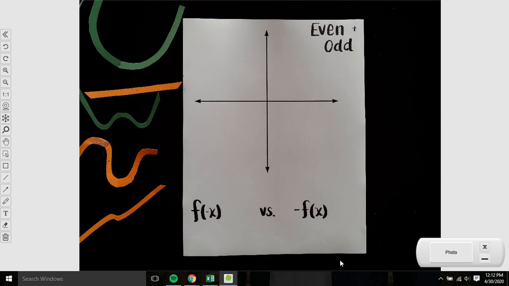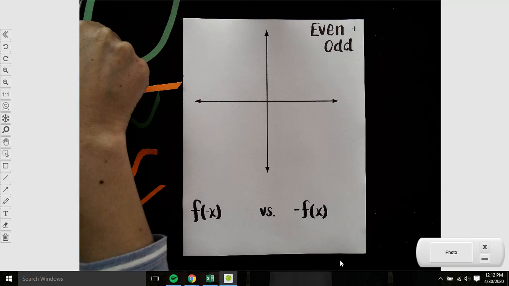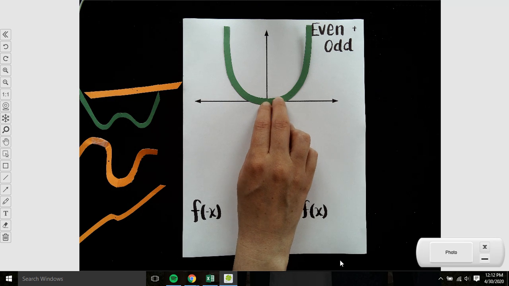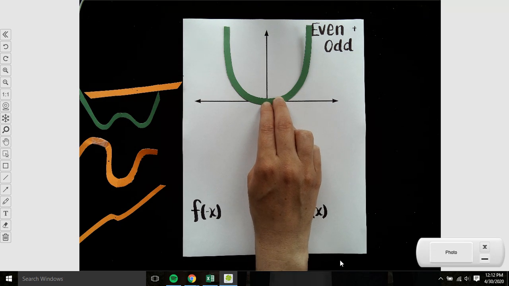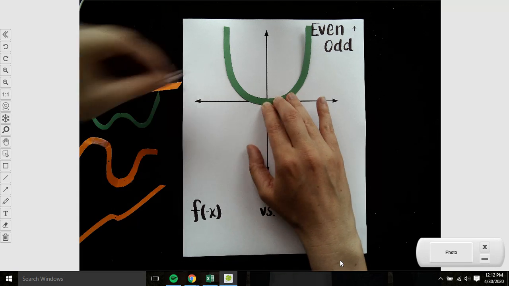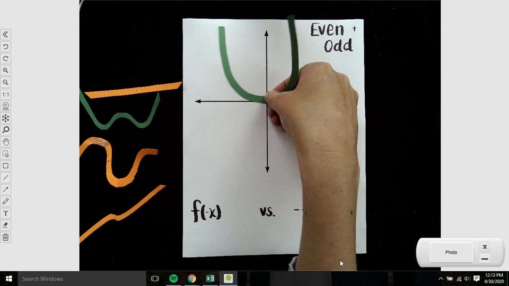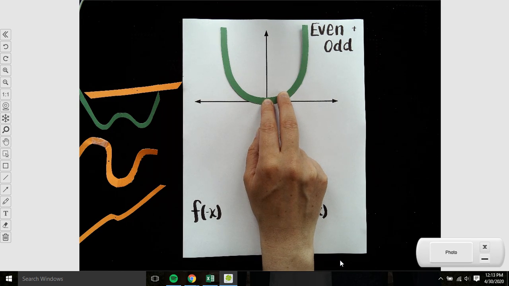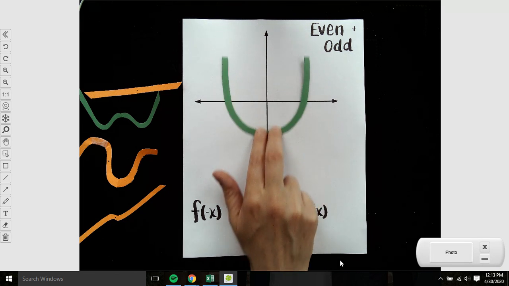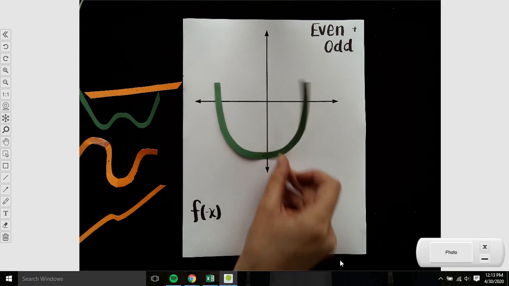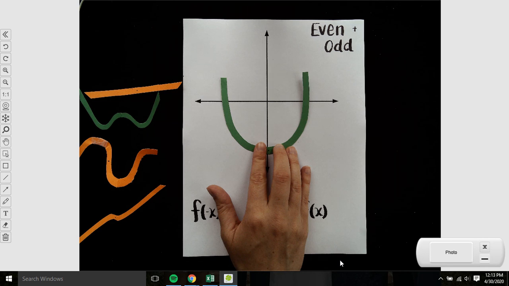Now, in your packet, you would see an even function is one whose graph is symmetric with respect to the y-axis. So my first function I am going to pick up is this one here. I've just cut out a bunch of random functions just to display this for you. So this function here, remember the y-axis is right here. If I pick this function up and flip it over the y-axis, it looks like the exact same function. I could move this function down here, and it would do the same thing. If I flip it, it is symmetric about the y-axis.